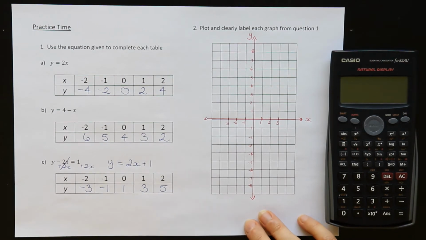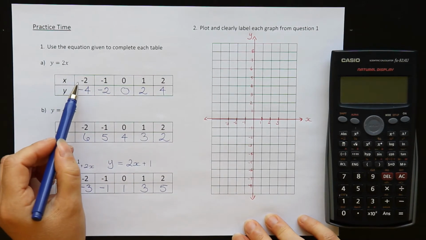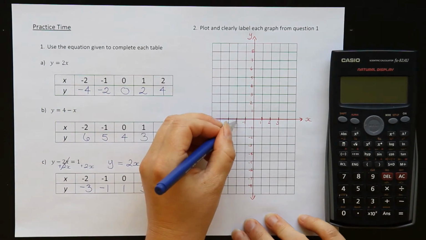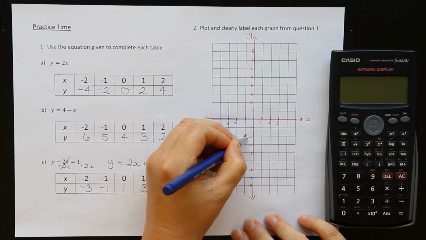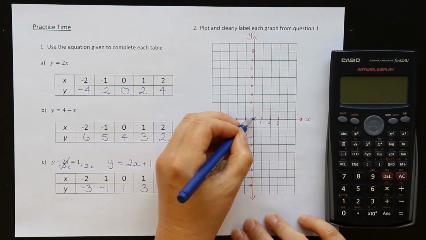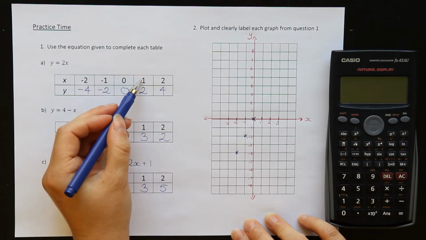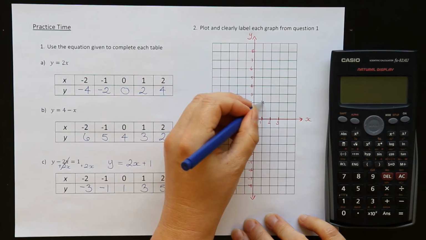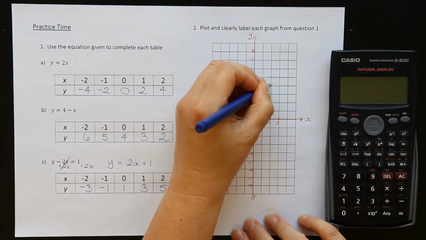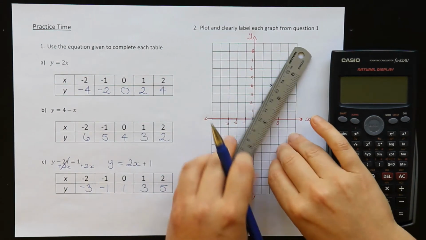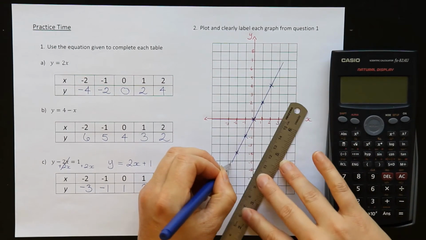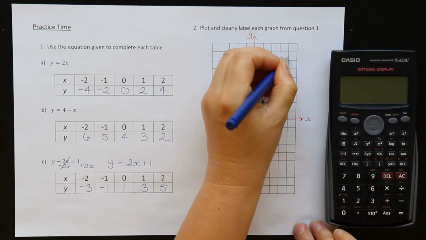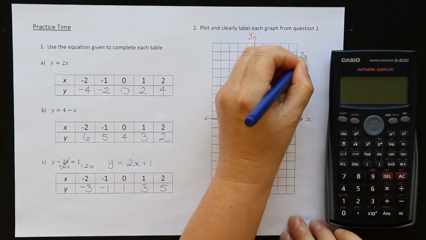Now let's plot them on the Cartesian plane I've drawn over here. So for my first table, when x is negative 2, y is negative 4. When x is negative 1, we have negative 2. At 0, we have 0, so it's going through the origin. We call that the origin, the center there. 1, 2, and 2, 4. Okay, roll that up. Arrows on the ends, and we have y equals 2x.